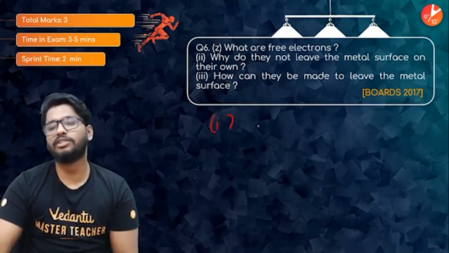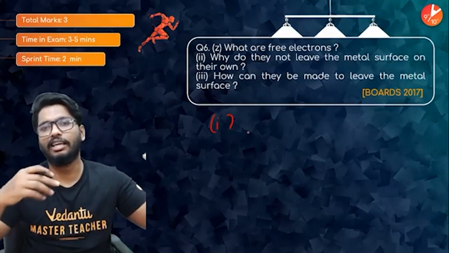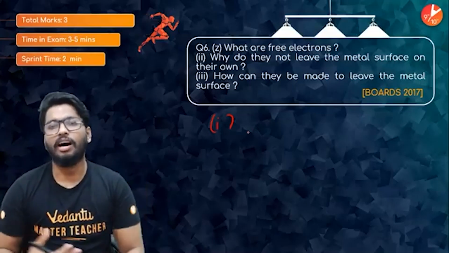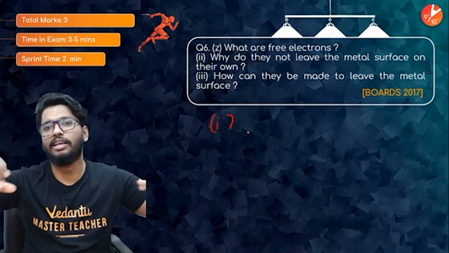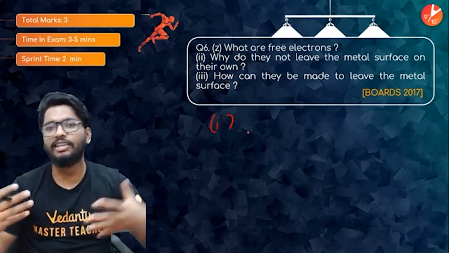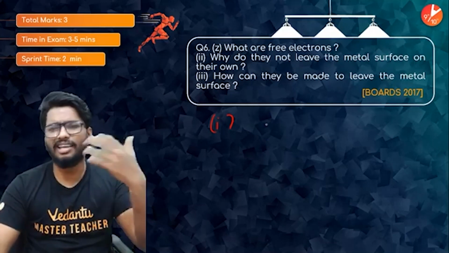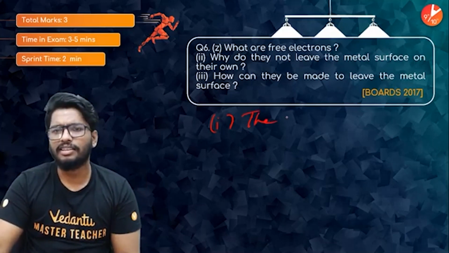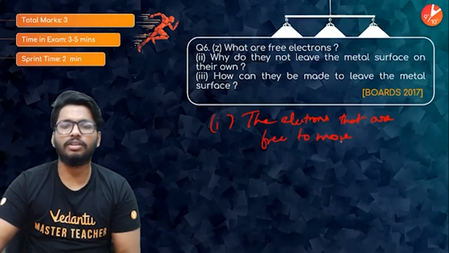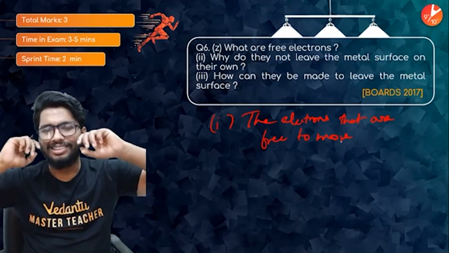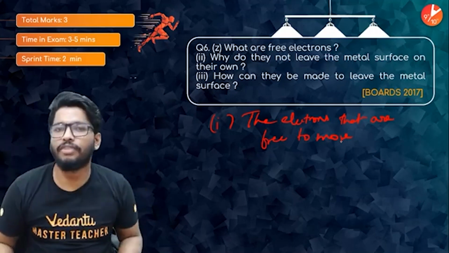So what are free electrons? They are nothing but the electrons which are not bound by the nucleus or the nuclear force, and basically are free to move. That is what is called a free electron. In other words, the electrons that are free to move about in that metal surface. That is what is called a free electron.